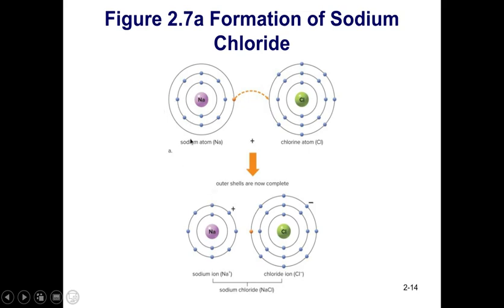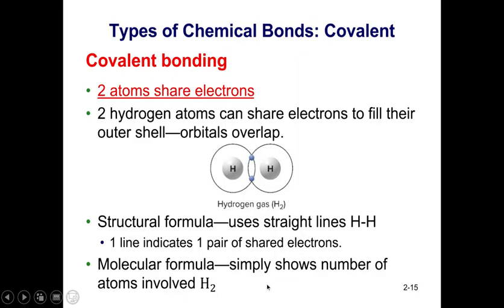So here, sodium gets rid of that electron. It loses an electron and it becomes positive. Chlorine gains an electron and it becomes negative. Because sodium and chlorine are now opposite charges, now they could form that ionic bond. So that's how ionic bonds are created.